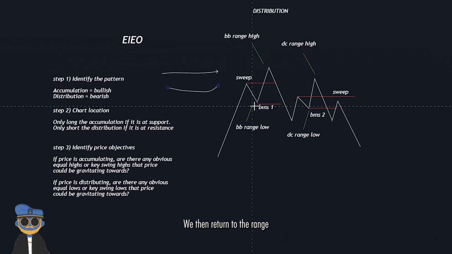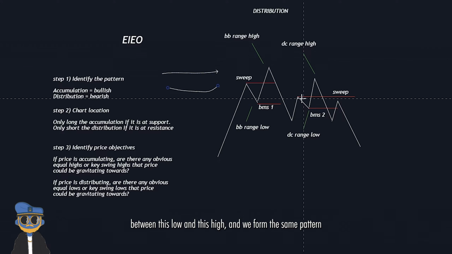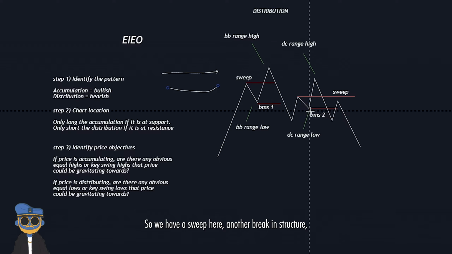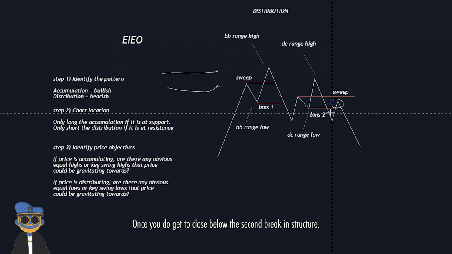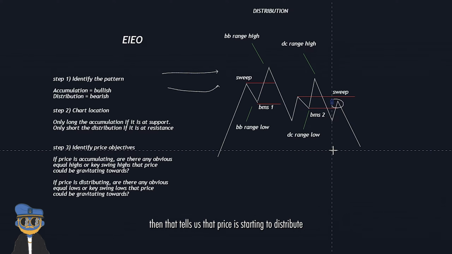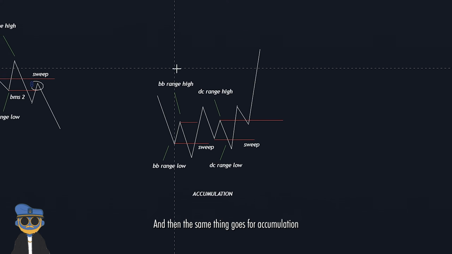We then return to the range between this low and this high, and we form the same pattern. So we have a sweep here, another break in structure, and here would be your trigger. Once you do get the close below the second break in structure, then that tells us that price is starting to distribute. And then the same thing goes for accumulation.